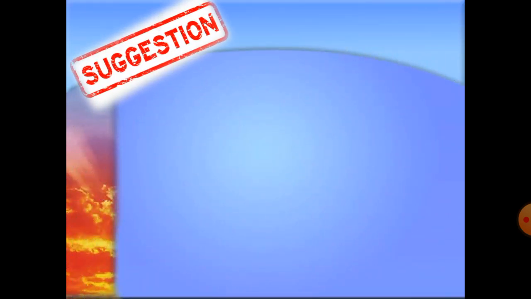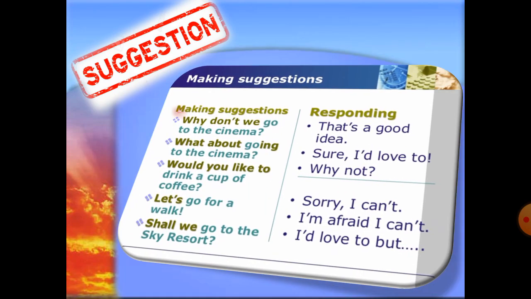Next, we have some expressions as far as we are talking about suggestions. So here is a table for making suggestions and for responding. We have some expressions here. Why don't we? What about? Would you like to? Let's, shall we? Responding can be yes or no. You can accept or you can refuse. So you can say, for example, that's a good idea. Sure, I'd love to. Why not? Or you can refuse. You can say, sorry, I can't. I'm afraid I can't. I'd love to, but. So these are some expressions you can use when talking about suggestion and responding.